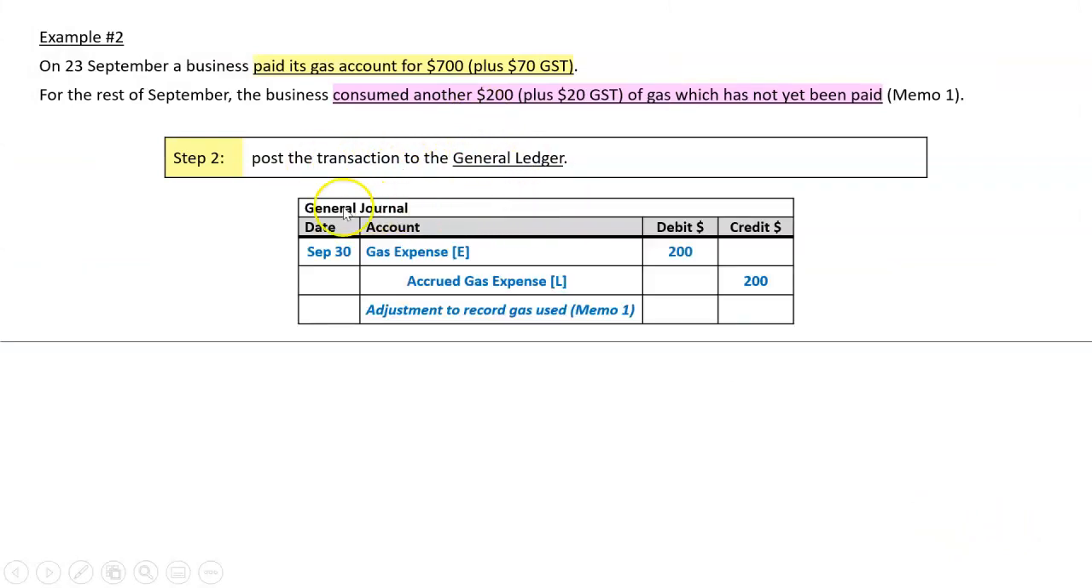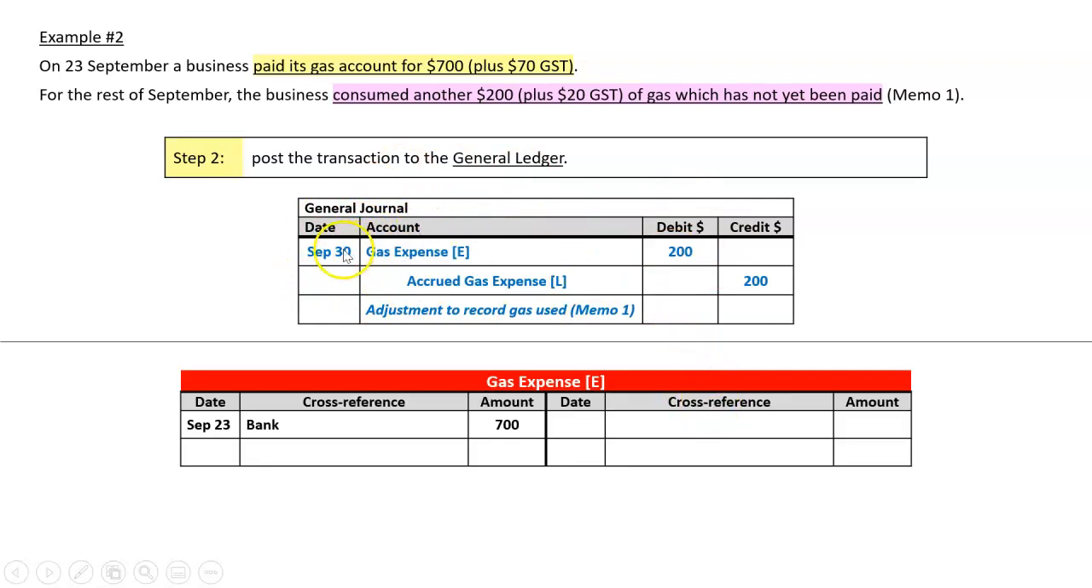What does that mean? Well, here's our journal here. We just got to send it to the actual ledgers. So we've got the gas expense account, and we'll just note here, look, it's not blank, is it? Because on the 23rd of September, we paid $700 already. So that should already be in there. So all we're doing now is adding this in, debiting the expense, and putting that there. So really the gas expense for the month is $900. The $700 we paid, and the $200 we haven't.